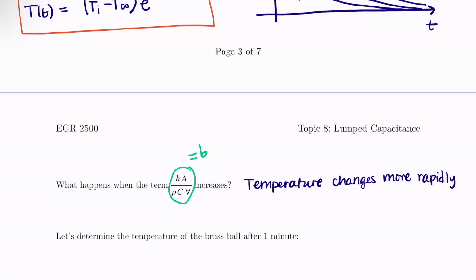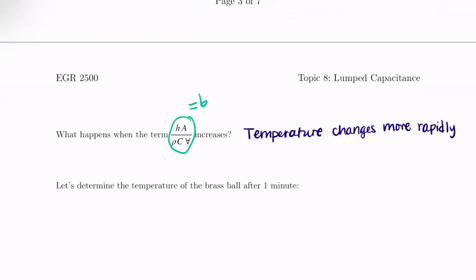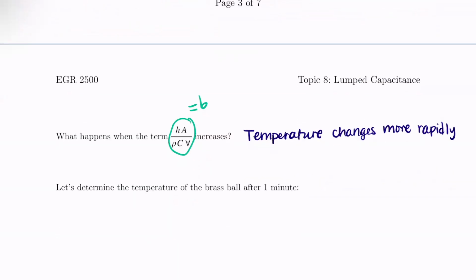Okay, so let's go back to our original problem statement here. We wanted to find the temperature of that brass sphere after 1 minute. So we are going to start with our governing equation that we just derived. So we have T of t minus T infinity is equal to Ti minus T infinity times the exponential of minus hA over rho cV times t. Okay, so this is our equation that we just found.